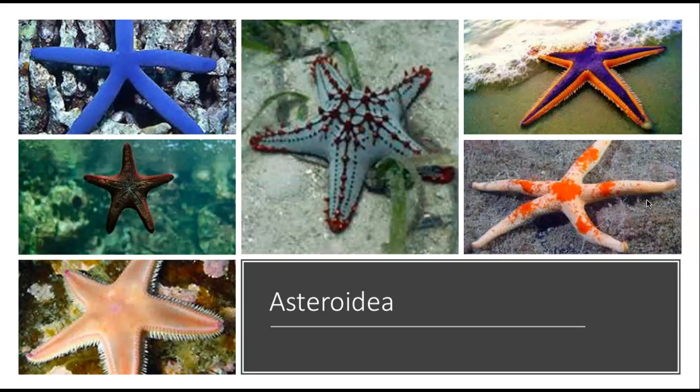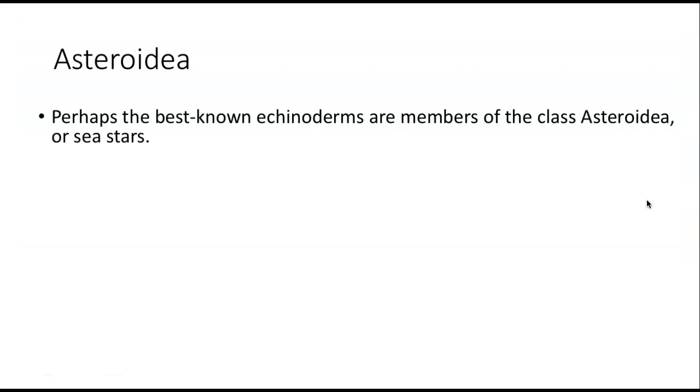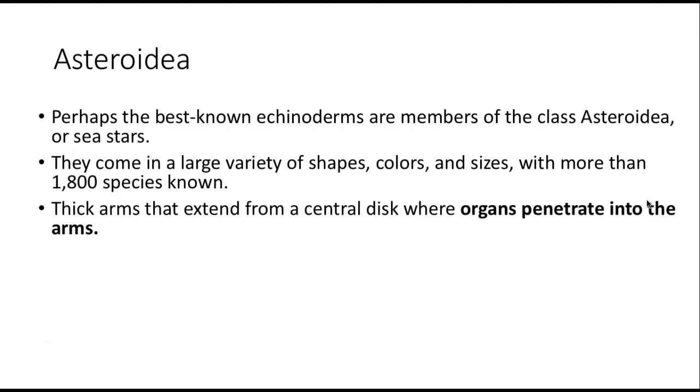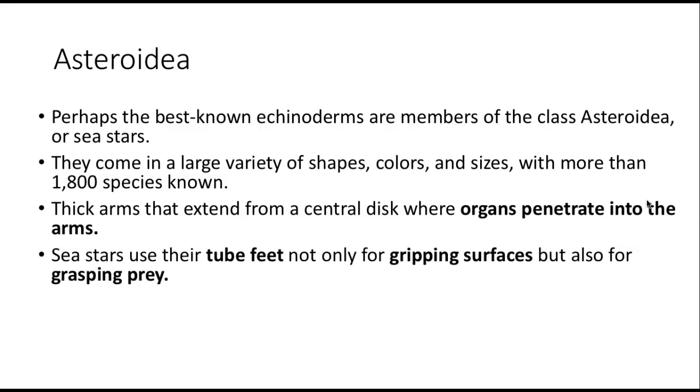So here is the Asteroidea, and you can tell that these are all of the sea stars. They are perhaps the best known echinoderms. You're probably most familiar with them. They come in a large variety of shapes, colors, sizes, and there's more than 1,800 species known. They have thick arms. Keep that in mind. These are thicker arms that extend from a central disc where the organs actually penetrate into the arms. Okay, so keep that in mind as well. Thick arms and the organs go into the arms.